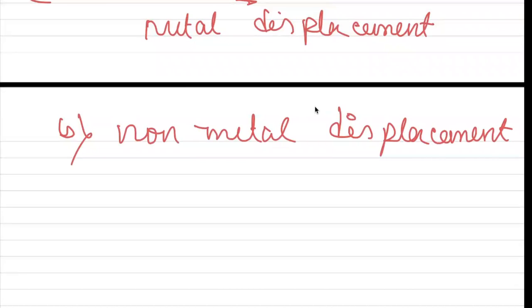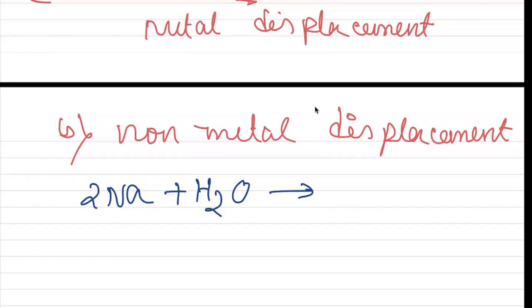So non-metal displacement, like when sodium, which is a metal, reacts with water, it forms NaOH and hydrogen. That means what? Sodium is reacting with water. It replaces hydrogen from its place, and it makes hydrogen free.